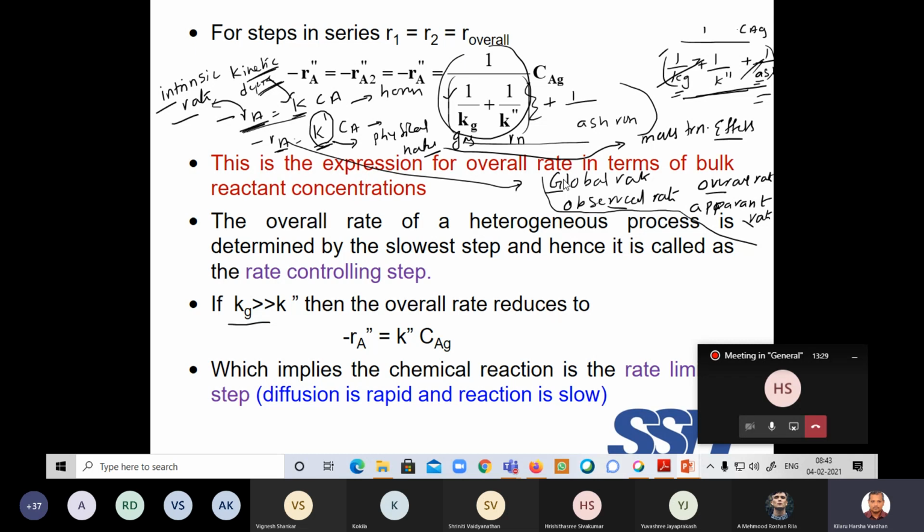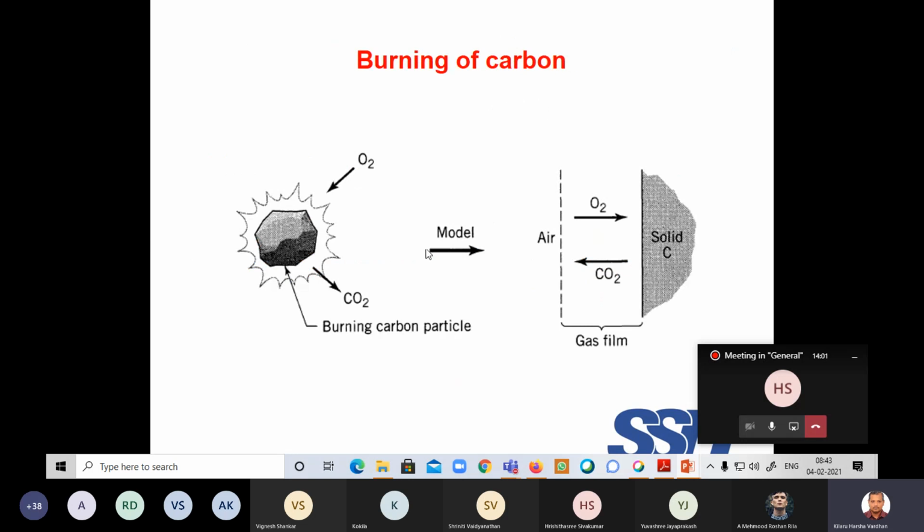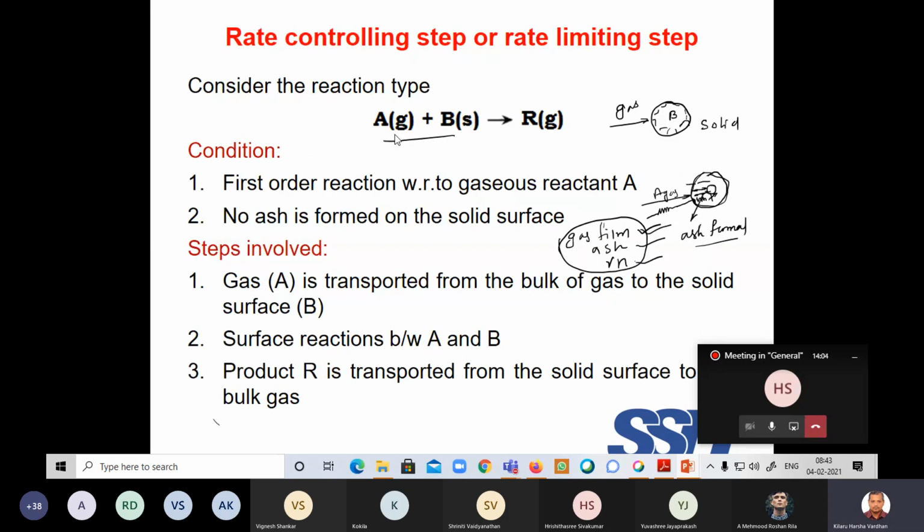Generally, in our CRE2, we want this global rate or overall rate. We don't want the intrinsic rate. So what we do in CRE2 is, to get this global rate, we write the steps as a series of intrinsic rates. Then we join them together or equate them to give the unknown compositions. That is what we did just now. Here we want the global rate, including the mass transfer in the picture.